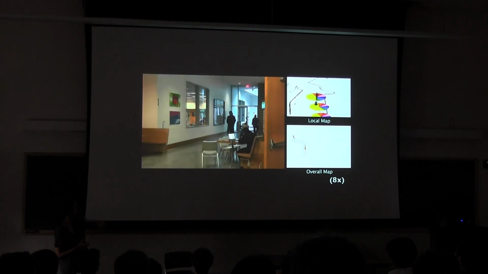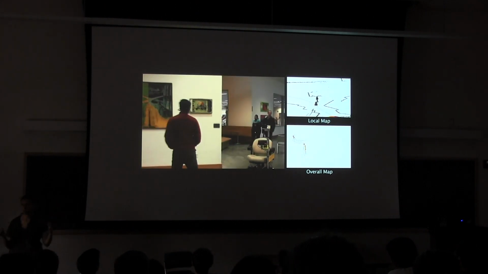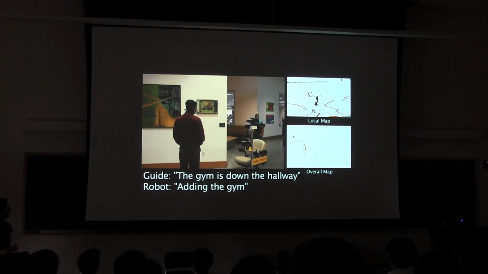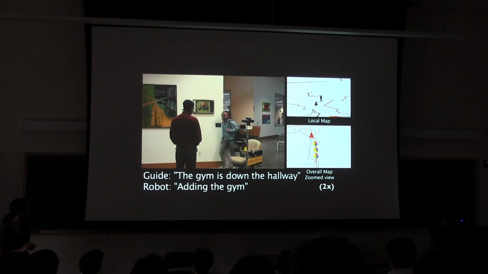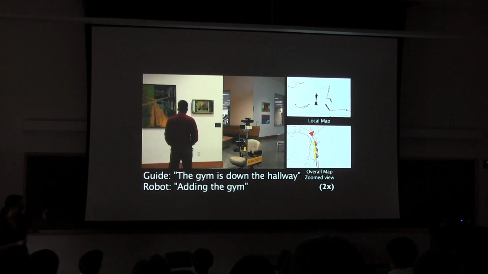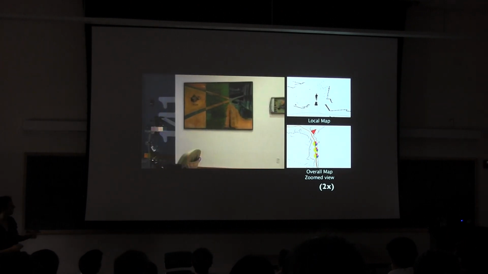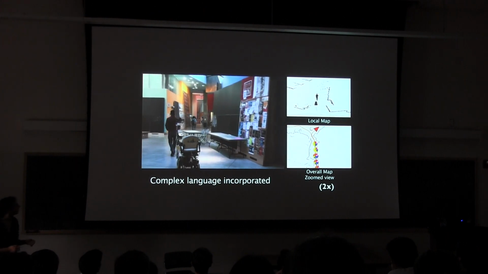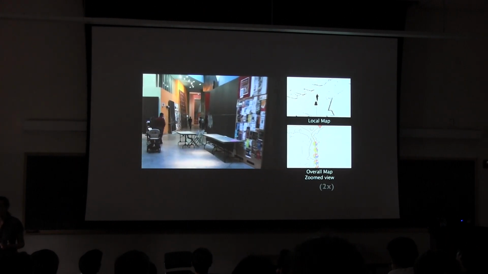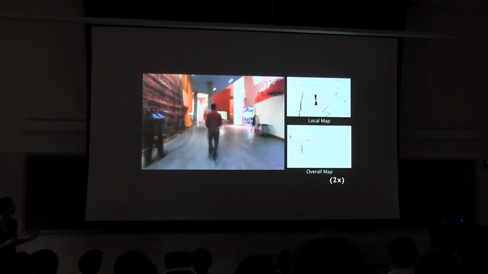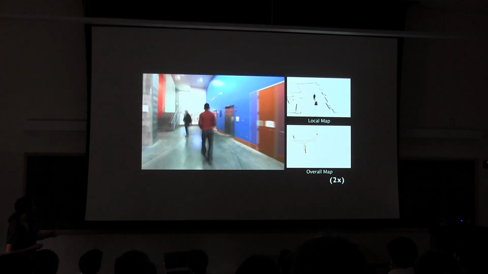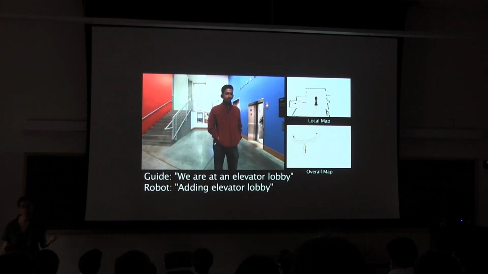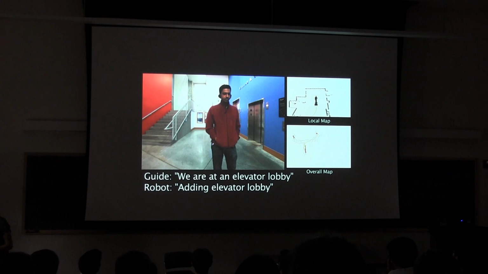These distributions, those little pie charts up there, are multinomial distributions over the labels. So now he's going to say the gym is down the hallway, so we're giving this relational expression, and it's incorporating that into the map, with complex language, in order to do loop closure. So it's able to fuse this semantic information with the metric information in order to make an overall map of the environment with labels of where stuff is, that the robot can then use later to follow instructions or fetch items.